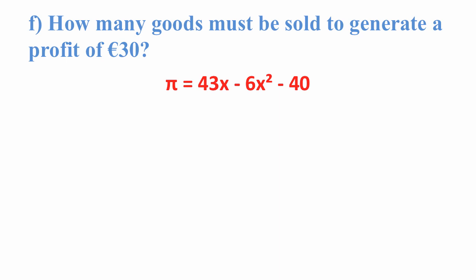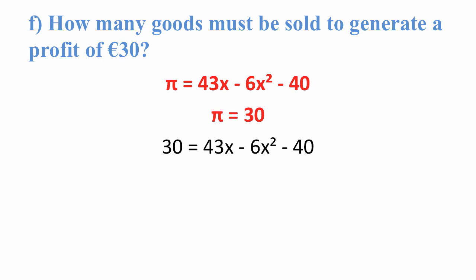So again, your derived function that we got from part A is as follows. We have a profit equal to €30. So we put that €30 wherever we see pi, and that's at the beginning of the equation. So we have 30 is equal to the remainder of that profit equation.